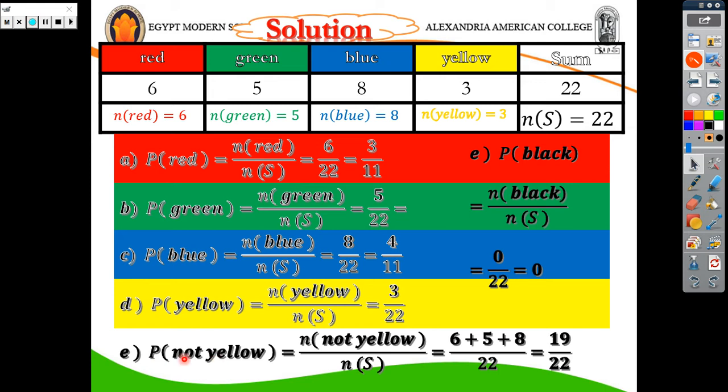Probability of not yellow. Not yellow means any balls except yellow, all of these balls: 6 plus 5 plus 8 equals 19 over 22. Probability of black: there is no black. Then the number of black is 0, 0 over 22 equals 0.